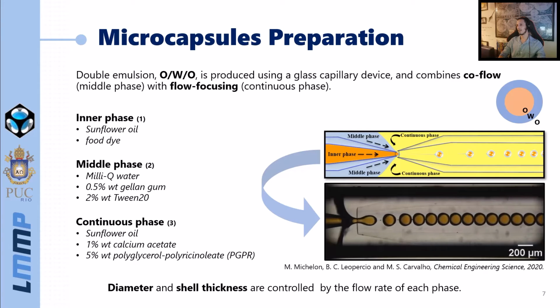The microcapsules adopted were prepared using a co-flow and flow-focusing capillary device. As mentioned before, microcapsules are double emulsion, in this case, oil in water in oil. The composition of each phase can be seen in the left-hand side of this slide. At the right-hand side, a diagram presents the concept of the capillary device. Below that, there is a video showing the microcapsules production, with controlled diameter and shell thickness.